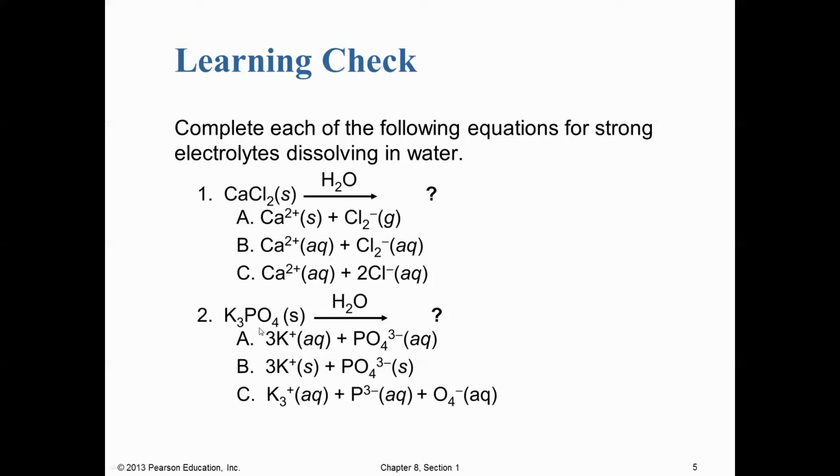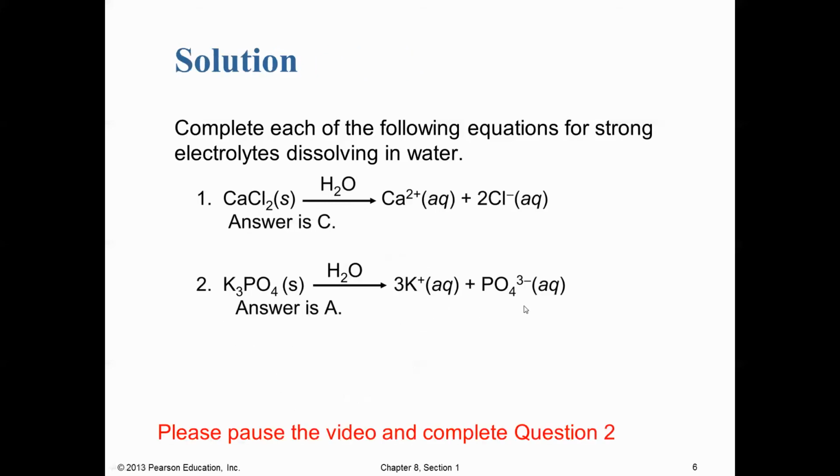When we have polyatomic ions in play, however, things go a little differently. The polyatomic ions generally stay together as one unit. So what we're going to see here is our phosphate's going to stay phosphate, but our potassiums, that's not a polyatomic ion, so that's going to dissociate. And so what we'd see here is we'd have all three of our potassiums in solution, but our phosphate would stay as one unit. And so our answers here would be C and A.